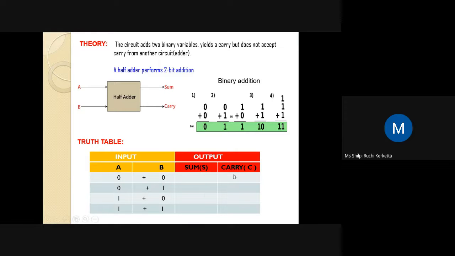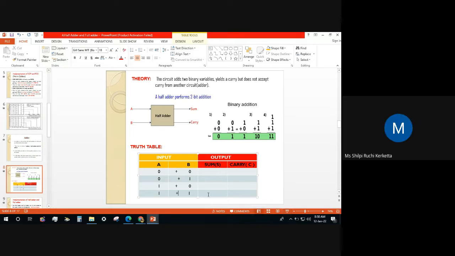And carry? 0. Okay, if we add 0 plus 1, what will be the sum? 1, and carry? 0, because 1 plus 1, we don't have any carry. Okay, that's why we are only getting a 1. If we add 1 plus 0, then what are we getting? 1, and carry 0. So if we add 1 plus 1, what is the sum? 0, and carry 1. Okay, so this part you understood now. Yes, ma'am.